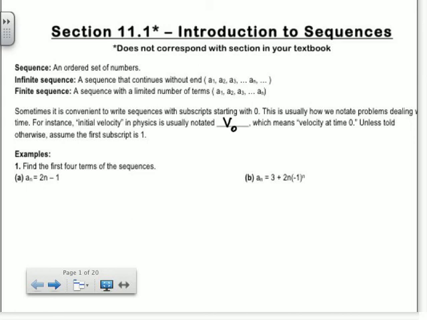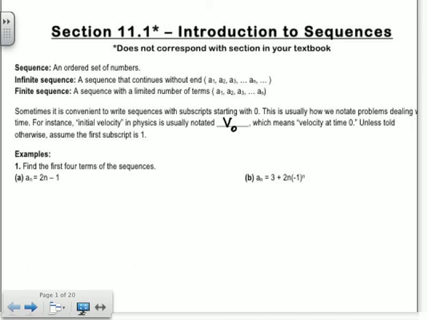All right, so number 1, find the first 4 terms of the sequences. If I have a sub n equals 2n minus 1, and I want to find the first term, I write that as a sub 1. I say sub for subscript. So what do you think I'm going to do with a 1? Plug it in for n. Yeah, just plug it in for n. It's just like functions. If I had f of x equals x plus 5, and I wanted to find f of 1, I plug in 1, right? It's just like a function.